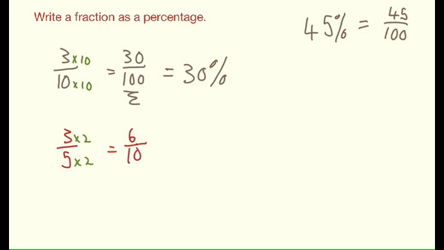This looks very similar to our previous example. We've got something over 10. To convert 10 to 100 is quite easy. Let's do that. We know we only have to times by 10. So let's times by 10. And 6 times 10 is going to be 60. 10 times 10 is 100. And there we have it. We've got a denominator with 100, so we know the numerator is our percentage, and that is 60%.